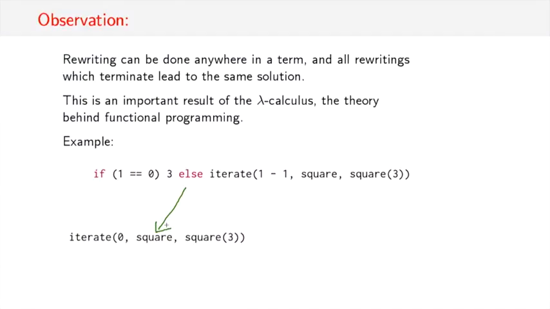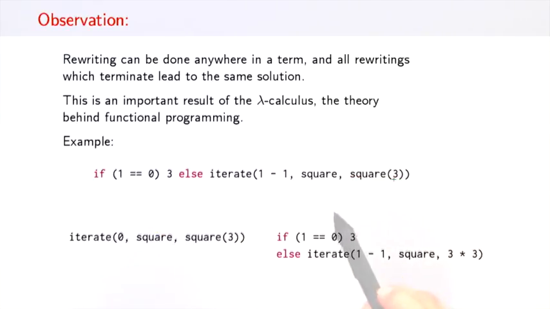But that's not the only thing we could do with this expression. Alternatively, we could also have concentrated on the nested call here and rewritten that one. And if we had done that, we would have gotten this expression here. So now we have two different terms that the same term up here can rewrite to. And the important result here is that it doesn't matter which of the two we pick, because in the end both of these terms actually will give the same answer, 9.